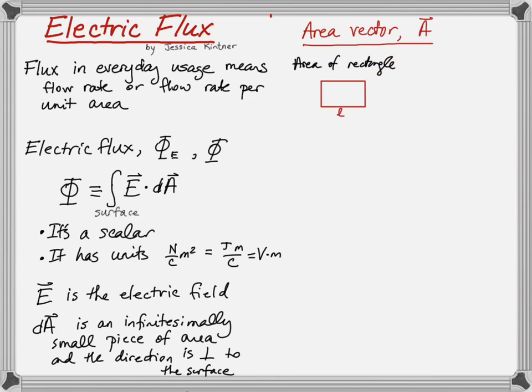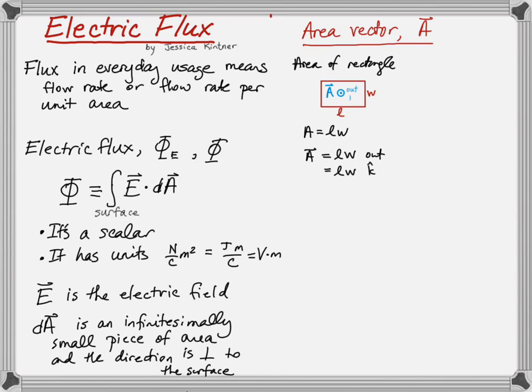So let's consider a couple cases here. Let's try a rectangle. The area of a rectangle, of course, is just the length times the width. Now, we just said normal to the surface, or perpendicular to the surface. So in this case, the area vector would be the length times the width out of the page, or out of the screen. There I'm showing in blue on the figure a symbol.